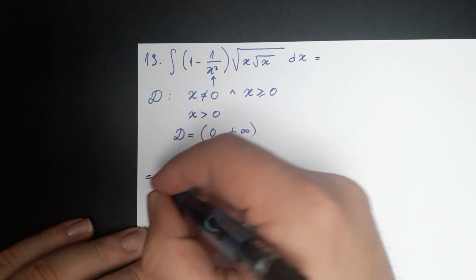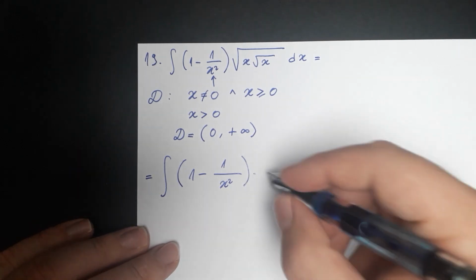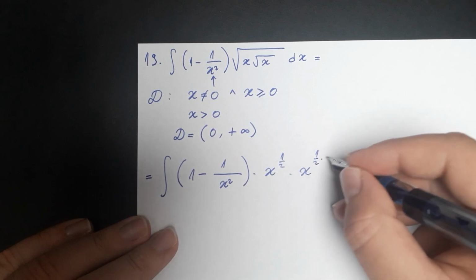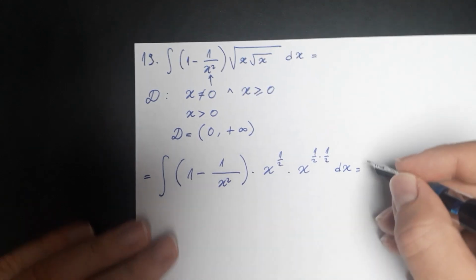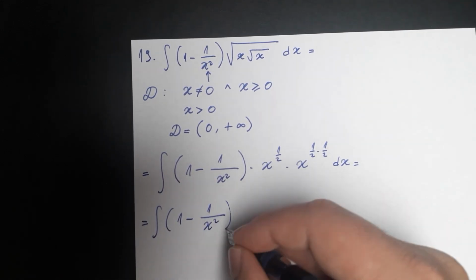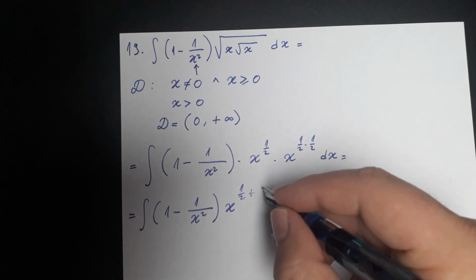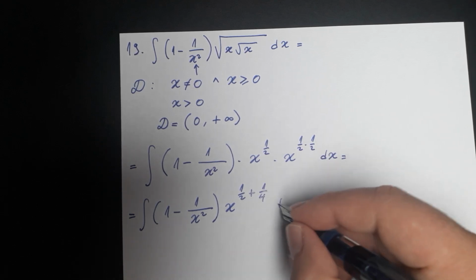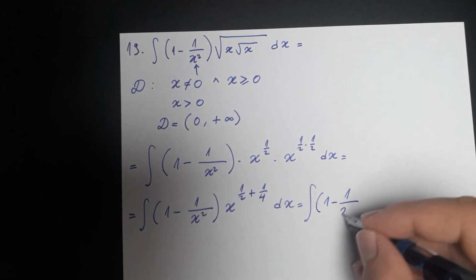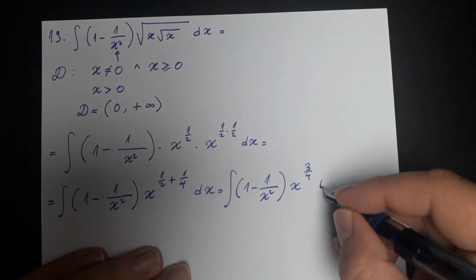This integral then becomes an integral of 1 minus 1 divided by x squared, times x to the power 1/2, times x to the power 1/2 times 1/2, dx. This is then equal to an integral of 1 minus 1 divided by x squared, times x to the power of 1/2 plus 1 divided by 4, dx, which is an integral of 1 minus 1 divided by x squared, times x to the power of 3/4, dx.